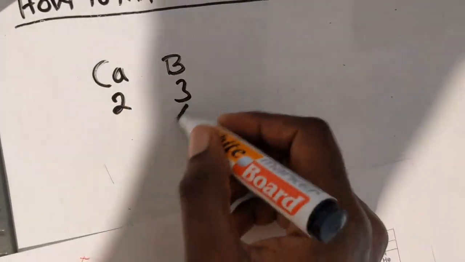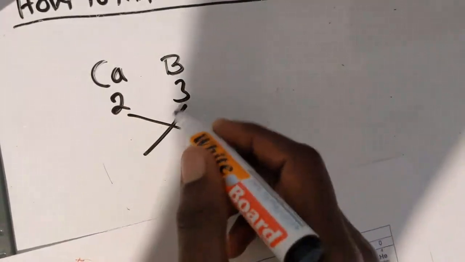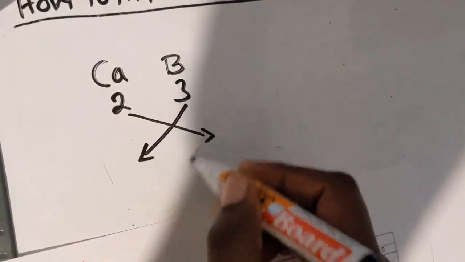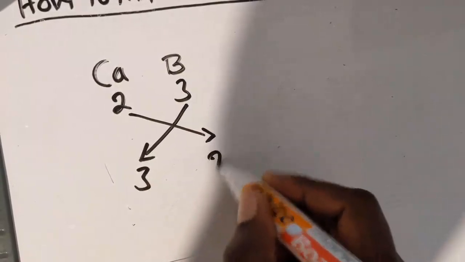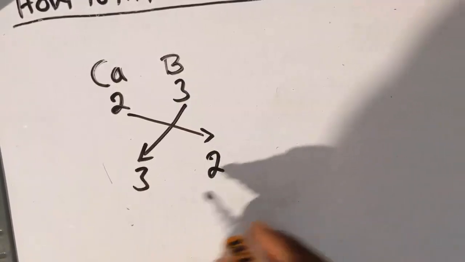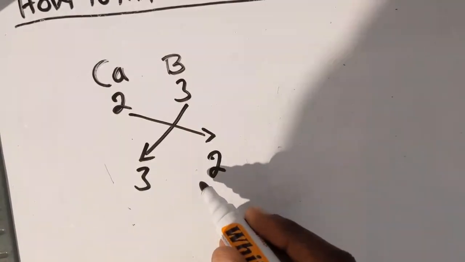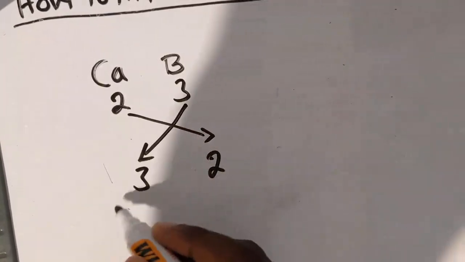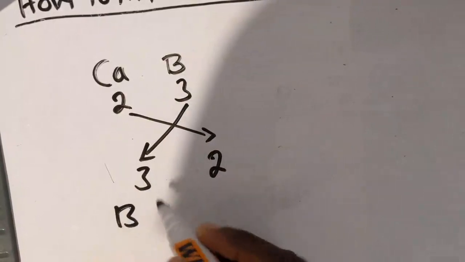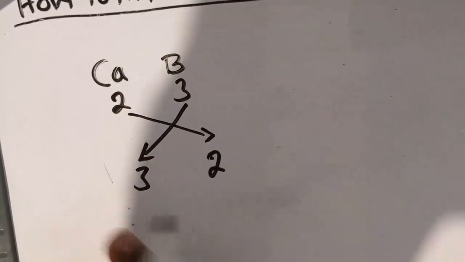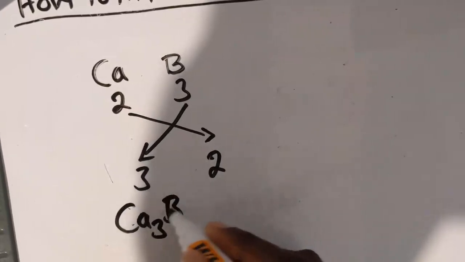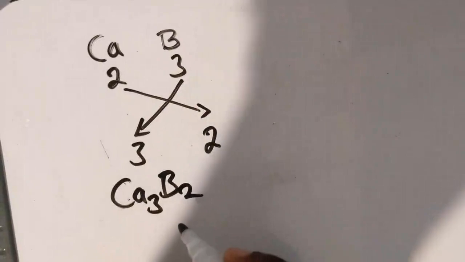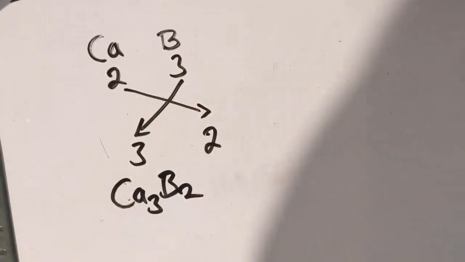Calcium has a valence of 2 since it is in group 2, so they swap the valences like that, so the 3 will come here, the 2 will come there. The number that can go in this is just 1, so we are going to have calcium 3, then boron 2, just like that, okay? So that is how it is going to be.